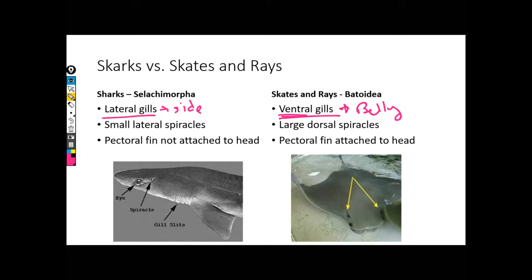And this is a thing we see a lot. So here again, we see the word lateral. In this case, a spiracle. Does anybody remember what the spiracle does from lab, or what it is? This is one of the things we had to identify.